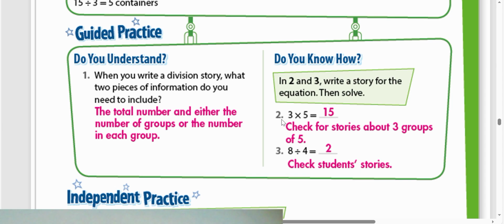I will explain this question. When you write a division story, what 2 pieces of information do you need to include? The total number and either the number of groups or the number in each group. You need to know the dividend and divisor to find the answer.